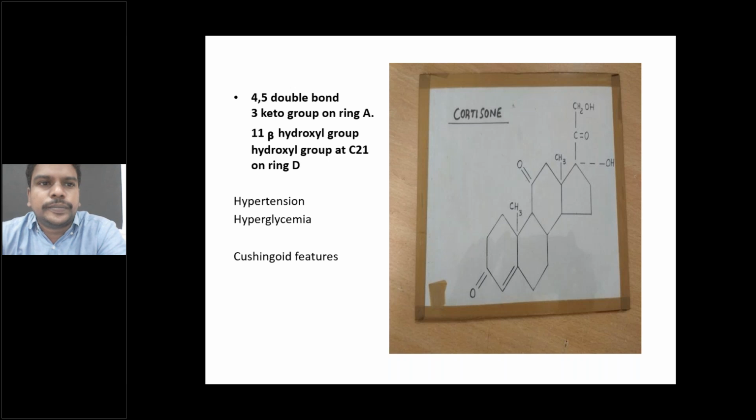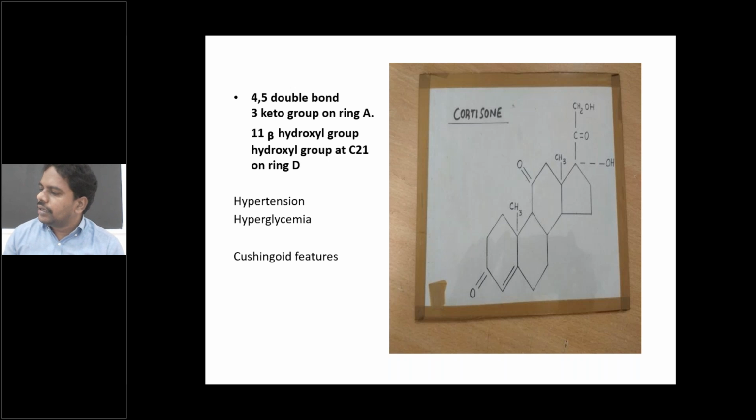11 beta hydroxyl group at C21 on ring D. Okay, that is about the cortisone chemical structure. Side effects of cortisone are hypertension, hyperglycemia, Cushingoid features.